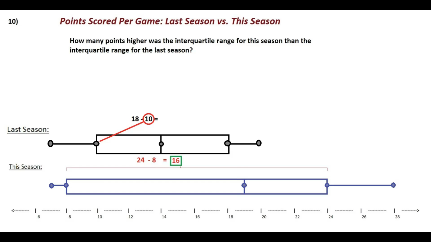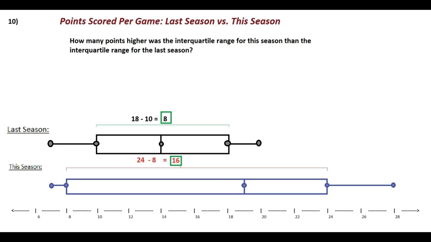We're going to hold that to the side for a second. And last season, our lower quartile was 10 points. The upper quartile is 18 points. And we have 18 minus 10, and that's going to be 8 points. Now, we're done with the first 2 steps. We figured out the interquartile range for this season. We figured out the interquartile range for last season.